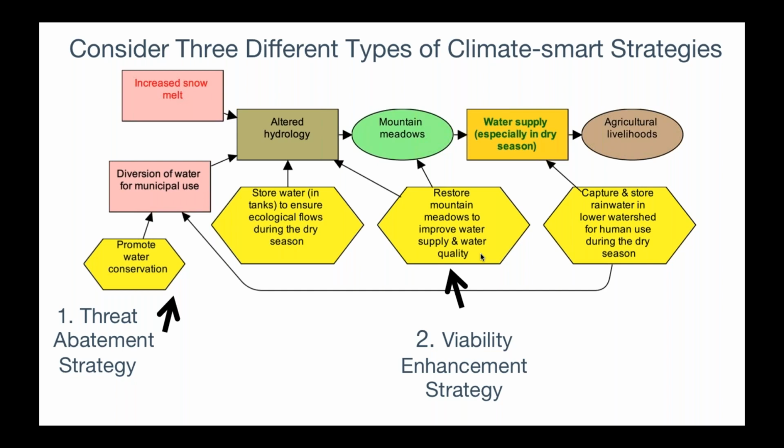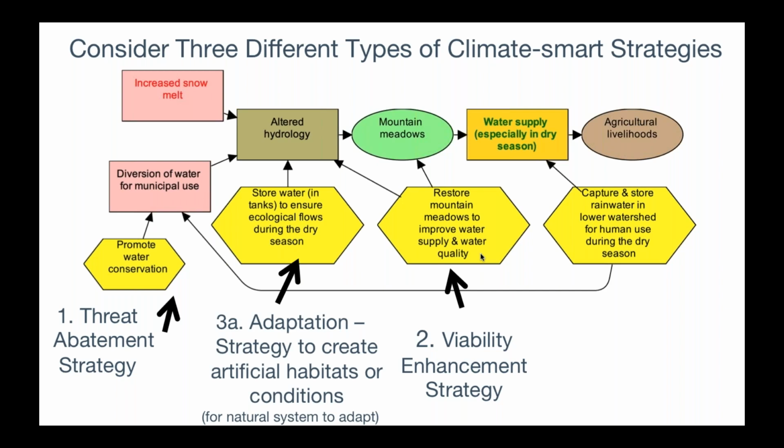And then the third category, and we actually have two examples, sort of our two subcategories on this slide as well, are what we're calling strictly adaptation. One of those subcategories is strategies to create artificial habitats or conditions for natural systems to adapt. So you could store water in tanks to ensure ecological flows during the dry season.